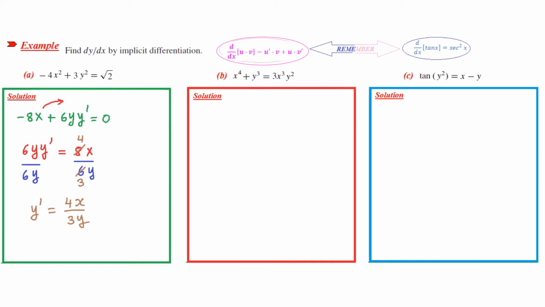In part B, we have this function. On left hand side we don't have any product function or multiplication of two functions. On the right hand side we have 3x cubed y squared. We have multiply of two functions, so this obligates you to use the product rule.